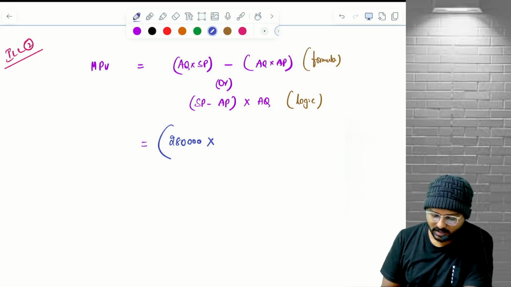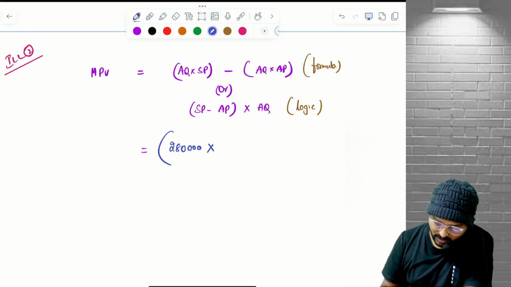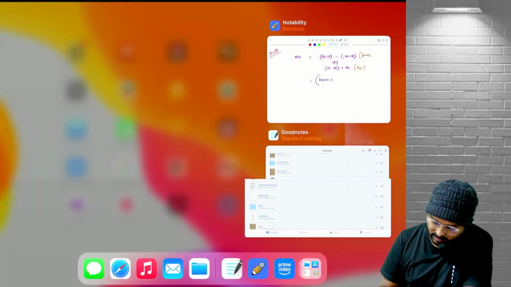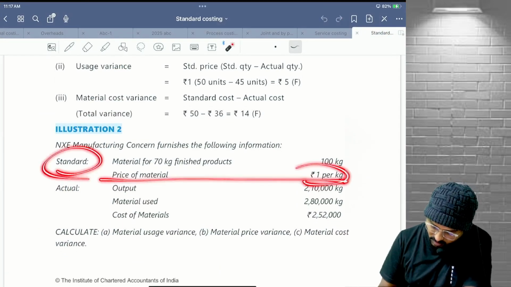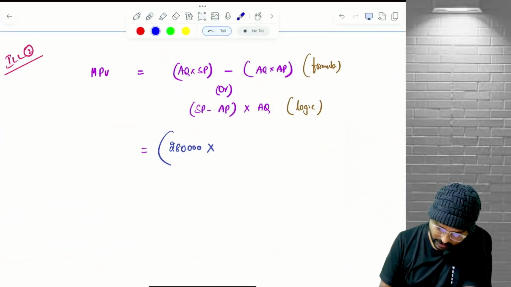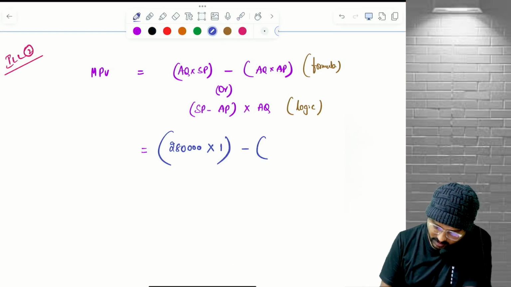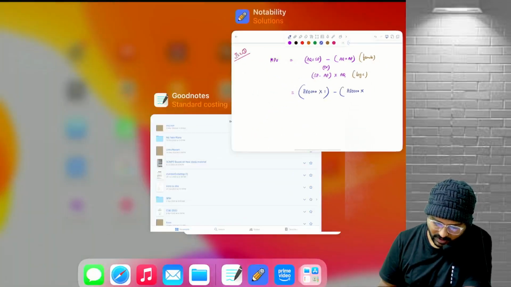Okay. Next, don't do anything. Just observe. Don't write. After that, I'll give you time. You can write. What is the next one? Standard price. Now look at the question and tell me what is the standard price? Price of material standard. How much is that? 1 per kg. So into 1. Correct? Minus actual quantity 2,80,000 into actual price. Do you have any actual price over here?